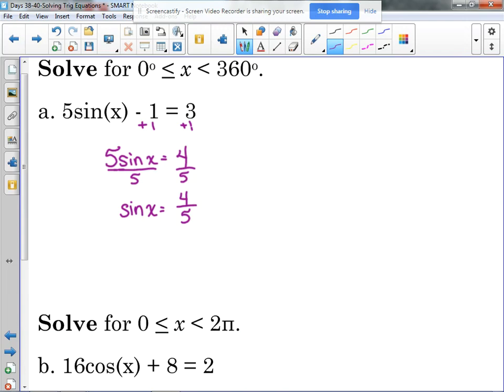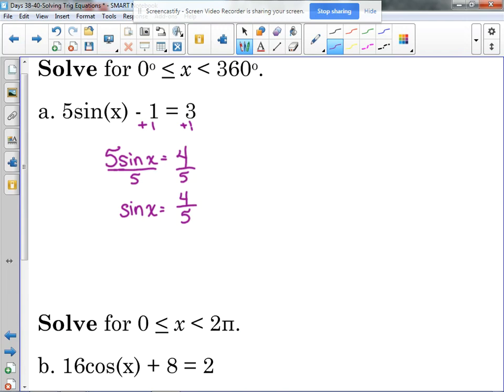Is 4/5 between -1 and +1? Yes. Okay, so how do we handle it? It's not an angle on the unit circle. Think back to Math 2, when you were solving right triangles, and you had to solve for the angle of the triangle. Not solving for a leg, but you were solving for an angle. That's what we're doing right here. We are solving for that angle.